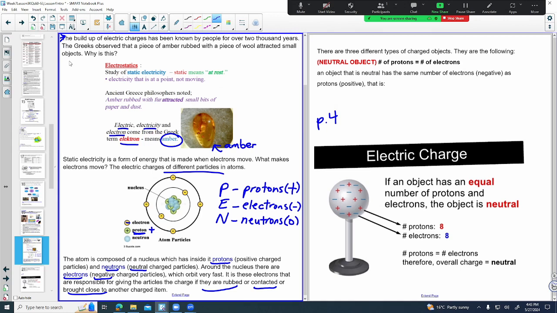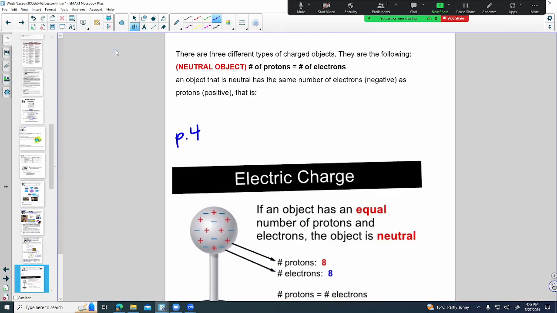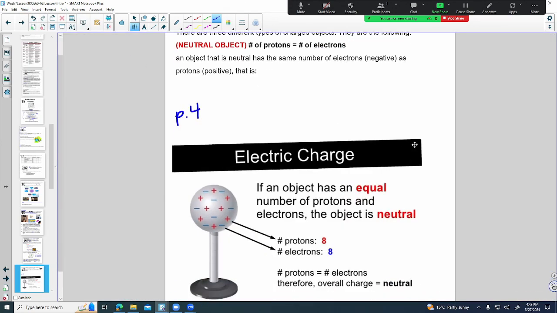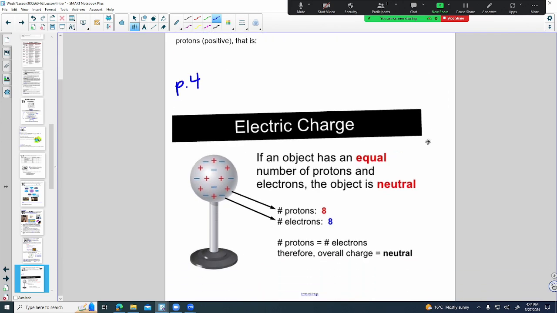Okay, let's now go back to the three different types of charged objects. So we have neutral. For neutral objects, you have the number of protons equal the number of electrons. That's why it's neutral. So if you have 8 pluses and 8 minuses, it's the same. So there's no charge. It's neutral. It's neither positive nor negative. So if an object has an equal number of protons and electrons, the object is neutral.